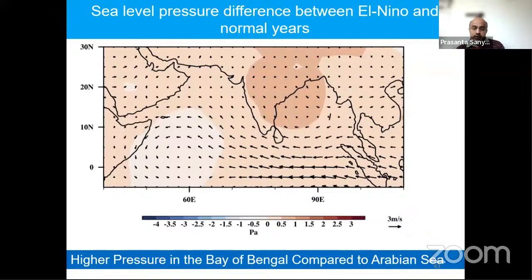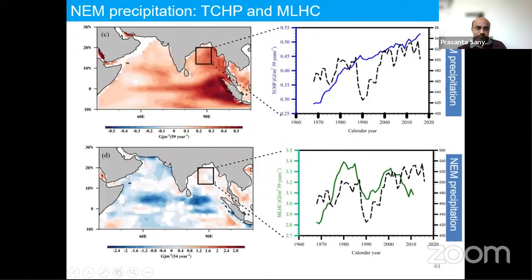We also tried to calculate the pressure difference between the El Nino years and the normal years. From the scale here, you can see that in the Bay of Bengal the pressure is positive, and here it is less. So when the moisture is generated here, it will be transported from this direction to this direction, and while doing so you get precipitation in the southern part of India.